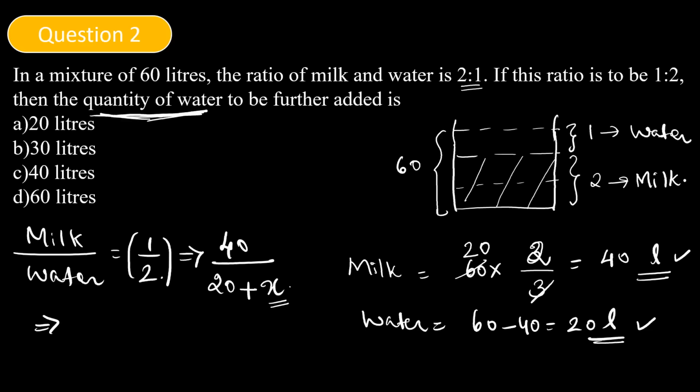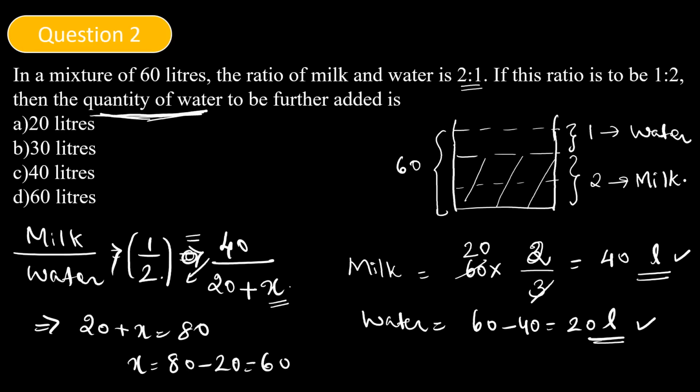Now we'll find the value of x. That is 20 plus x is equal to 40 into 2, that is 80, or x equal to 80 minus 20, which is 60 liters. So to make the ratio 1:2, we have to add an extra 60 liters of water. So option D.